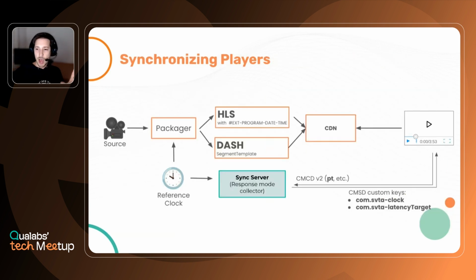And so this is how everything will look like. We have the packager, the reference clock, we prepare the content in HLS and Dash, then we go to a fixed CDN, and the player will use CMCD version 2 to send its playhead time to a remote server. In the remote server, we can see what is happening with the player, and we're going to send back the reference clock and the latency target we want.